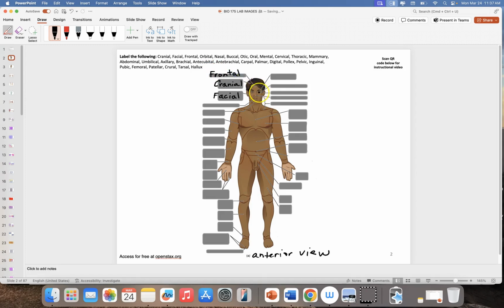The eye, we can use ocular or orbital. Either term is okay to use. For the cheek, we have buccal. For the ear, we have otic.